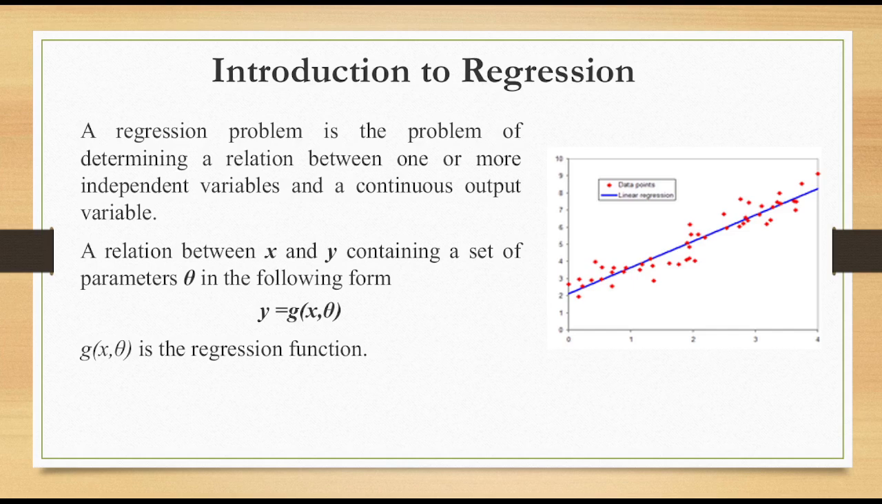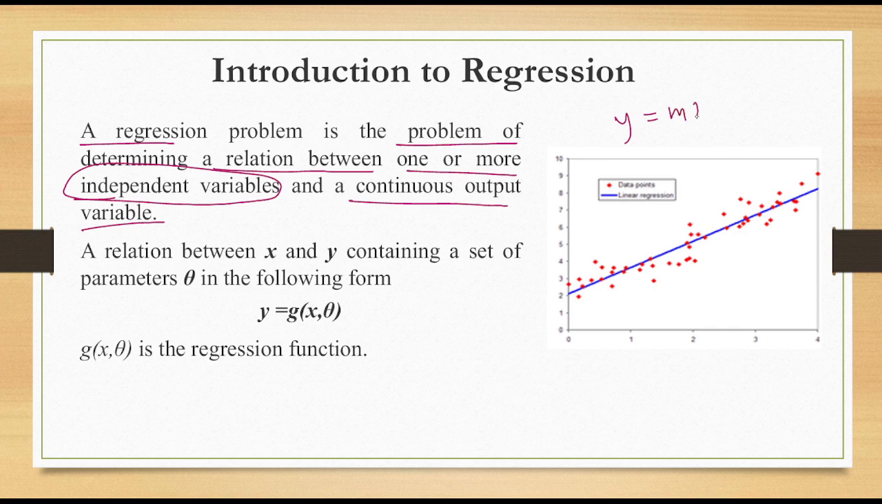So, what is regression? A regression problem is a problem of determining a relation between one or more independent variables and a continuous output variable. You can see in this figure y equal to mx plus c, or in other terms y equal to a plus bx. This is the case for linear regression, and we have multiple types of regression models. This is specific to linear regression.